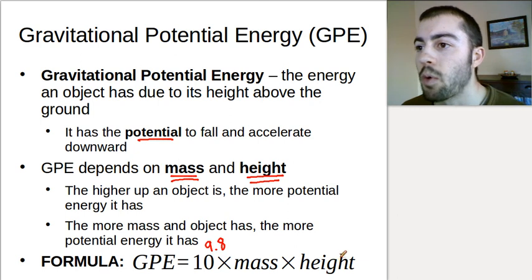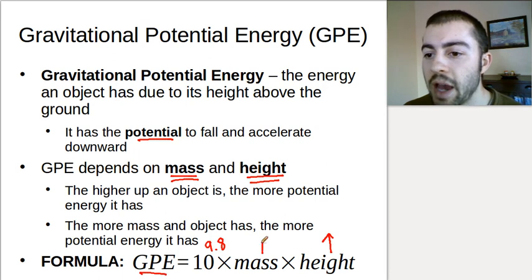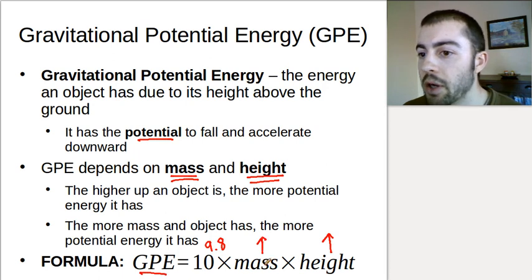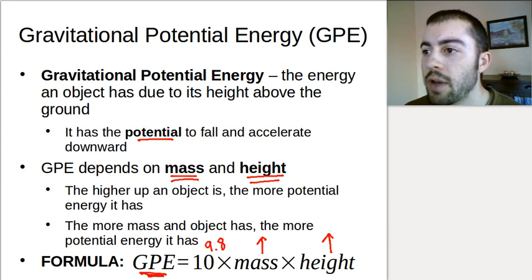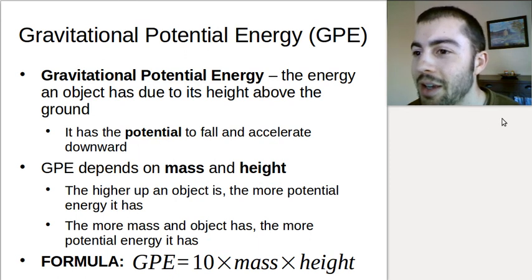So we can tell by this formula as well, if we increase the height, if we multiply by a bigger number here, that's going to give us a greater potential energy. And same thing with the mass. If we increase the mass, multiplying by a bigger number, that's going to give us a bigger potential energy. So both mass and height, if we increase either of those factors, we're increasing the potential energy.